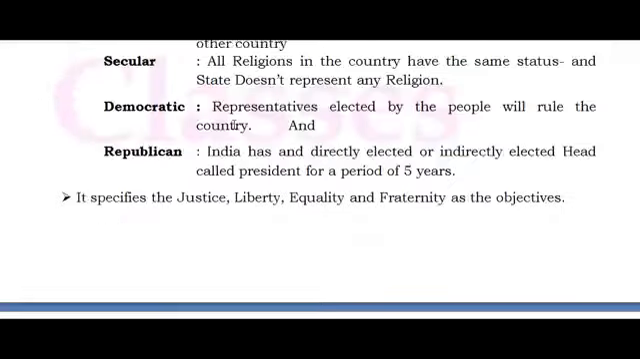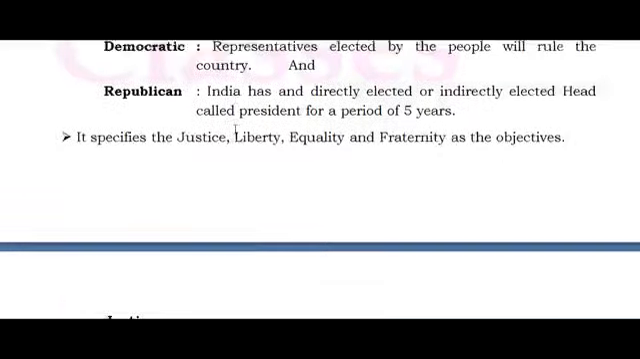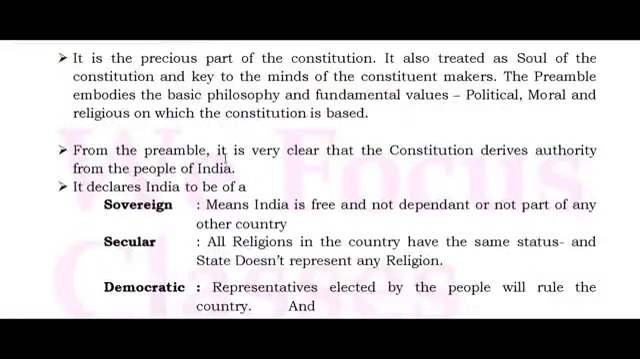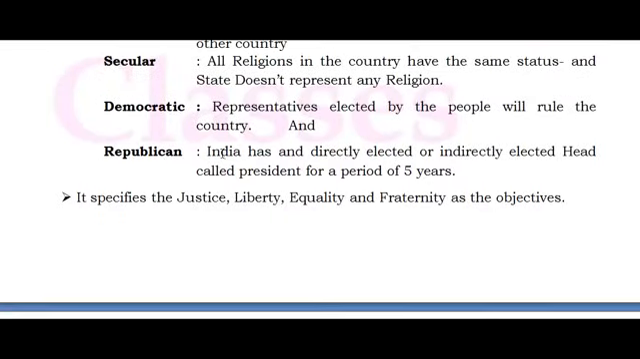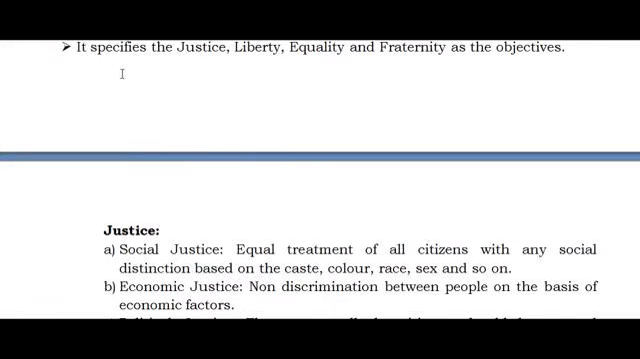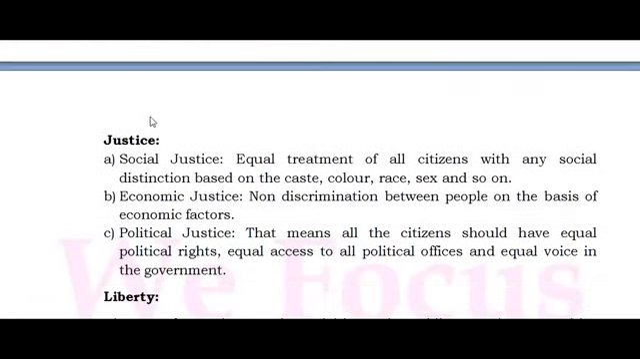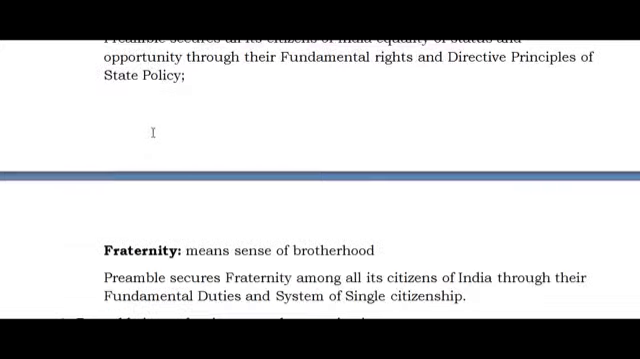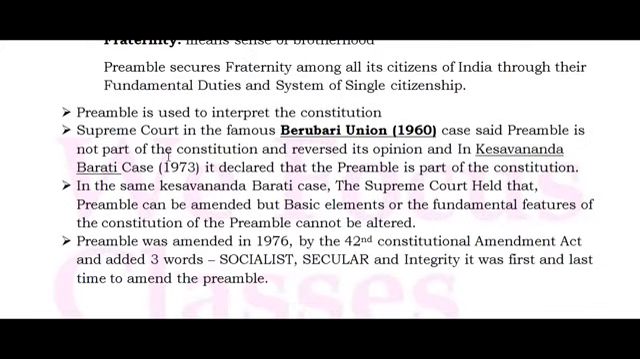This is what we can interpret from the preamble: that India is going to be constructed as a sovereign, socialist, secular, democratic and republican country, and it specifies justice, liberty, equality and fraternity among the people. So, what are the meanings of those things?